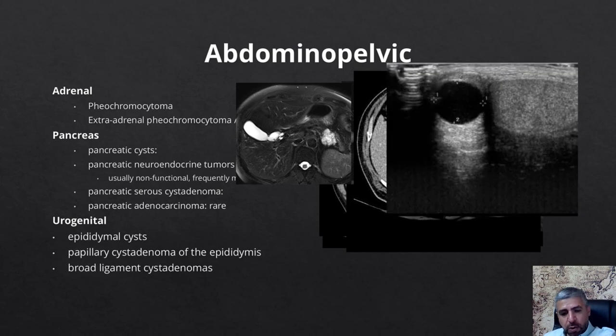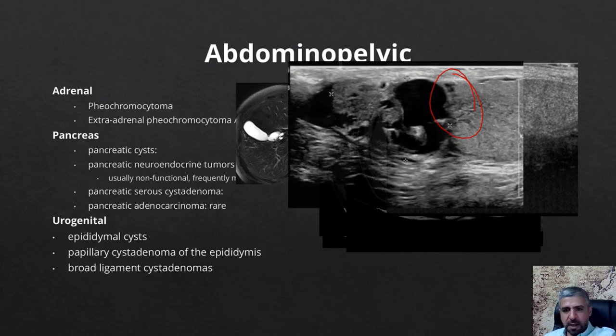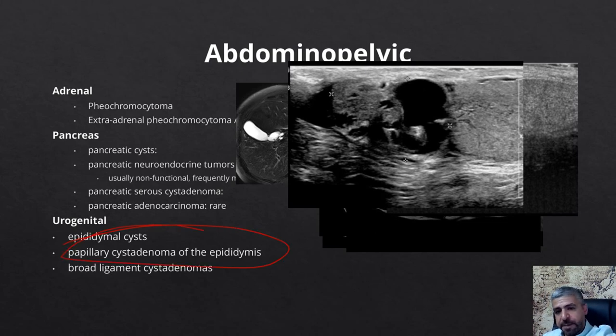We have the urogenital findings, including epididymal cysts. It's a simple diagnosis of a cyst in the epididymis, and you have a kind of benign tumor seen in the epididymis known as the papillary cystadenoma of the epididymis. You can see this is the head of the epididymis. It's complex, it has some mass-like lesion with cysts, maybe even small calcific foci here and there, and this is what's called the papillary cystadenoma of the epididymis.